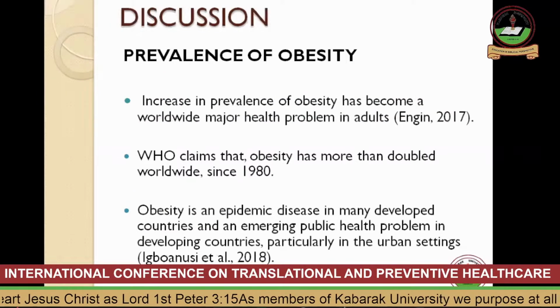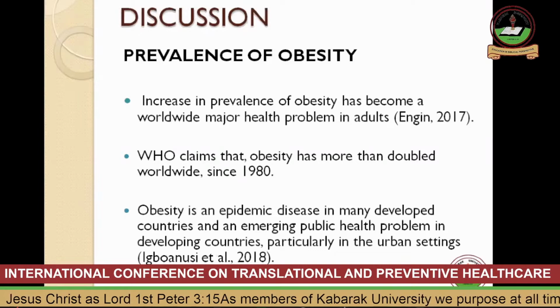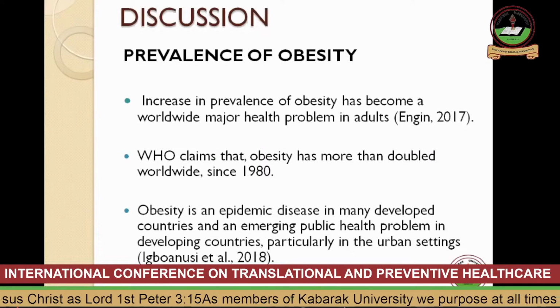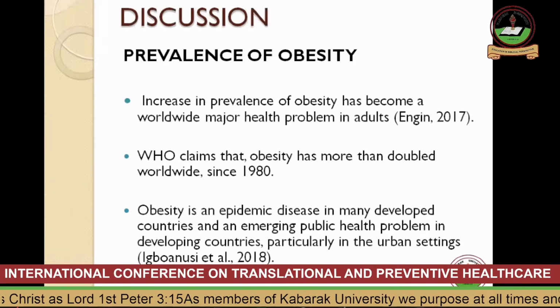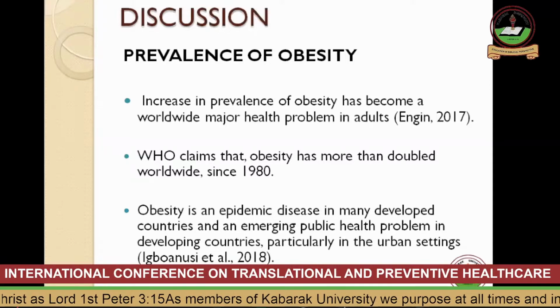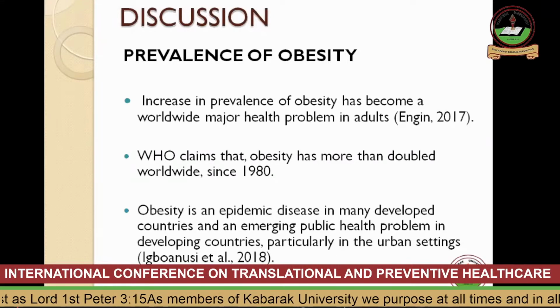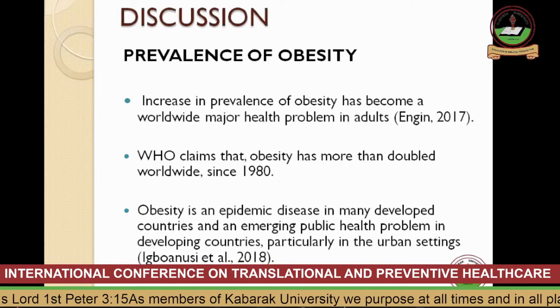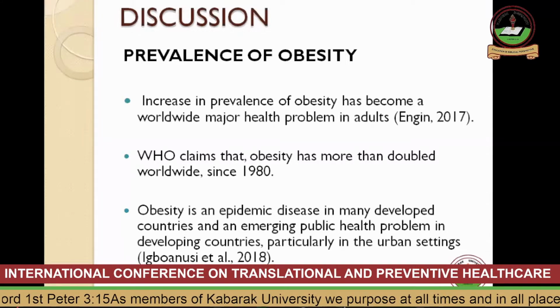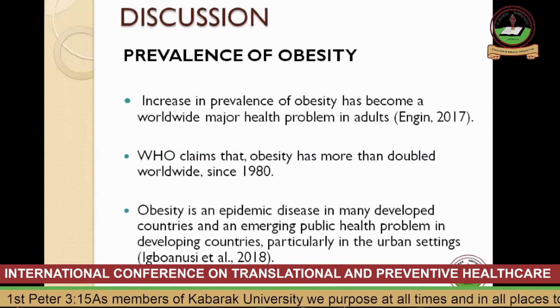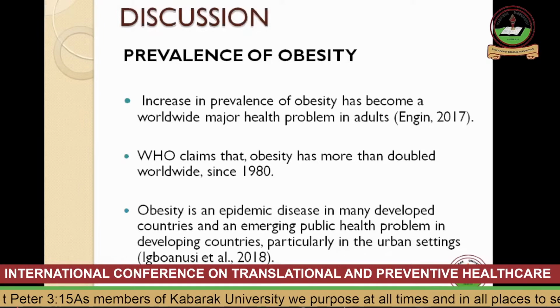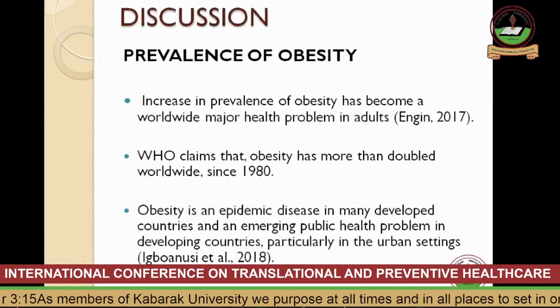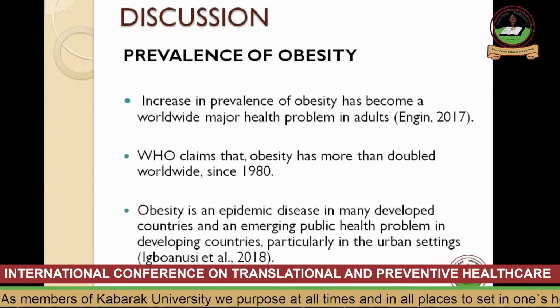The discussion: prevalence of obesity. The increase in prevalence of obesity has become a major worldwide health problem in adults. The World Health Organization also claims that obesity has more than doubled worldwide since 1980. It is an epidemic disease in many developed countries and an emerging public health problem in developing countries, particularly in urban settings.